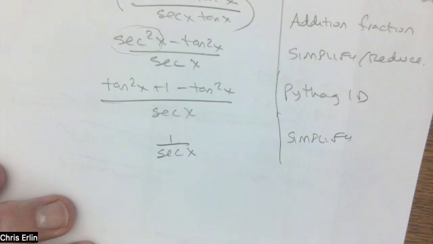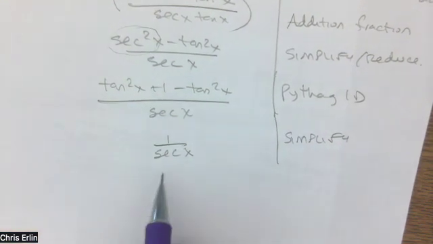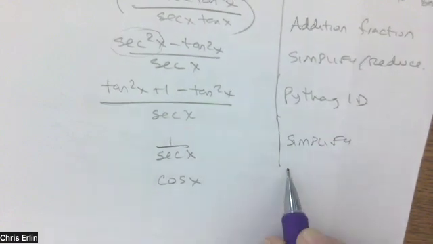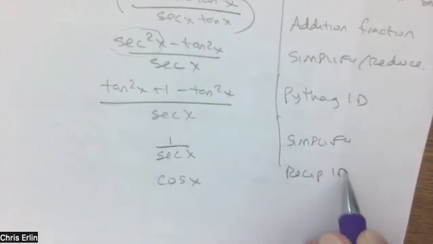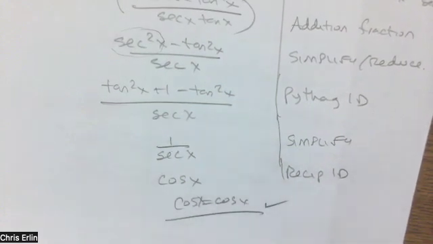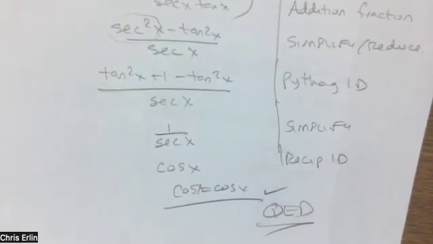What do I try and get to? Isn't this the same as cosine of x? Because 1 over secant is the same as cosine, or 1 over cosine is the same as secant. That's the reciprocal idea. If you want to be a cool proof writer, you write QED, which means you've proven what you're supposed to.